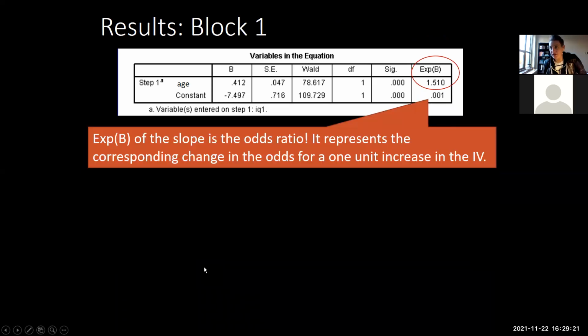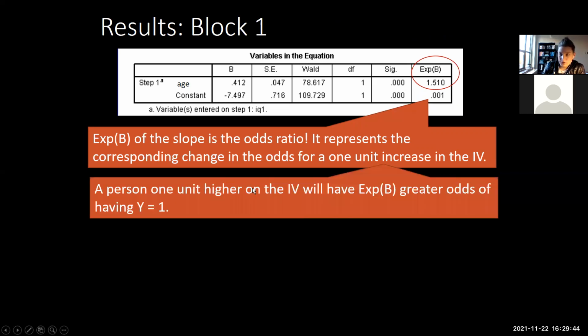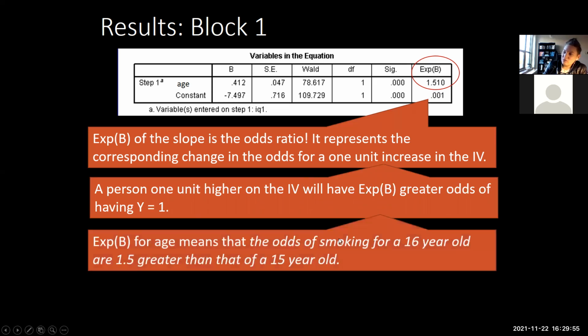All right, let's move on through this block to the slope. So let's talk about the slope of age. This is representing the corresponding change in the odds for a 1-unit increase in your independent variable. And the independent variable here is age, so a 1-unit increase is 1 year. So a person who's 1 year older, which is the same as being 1 unit higher on our IV, will have this much greater odds of having y equal 1. So the odds of smoking for a 16-year-old are 1.5 times greater than the odds of smoking when you're a 15-year-old.